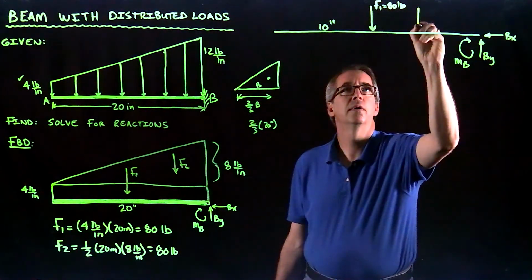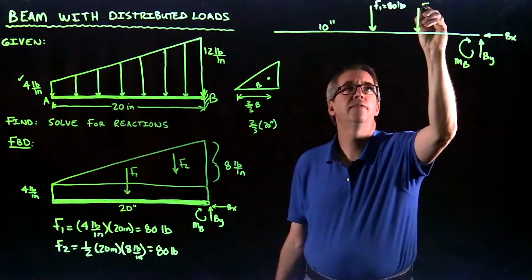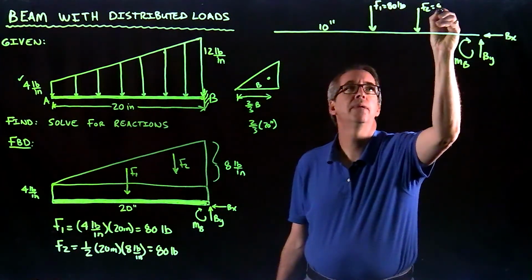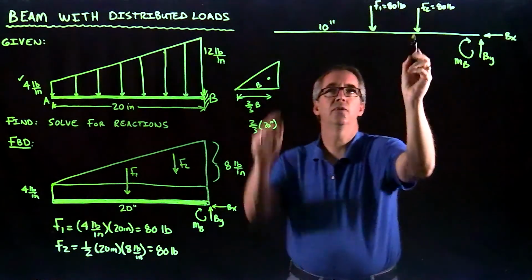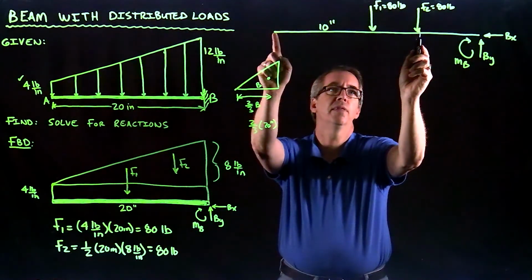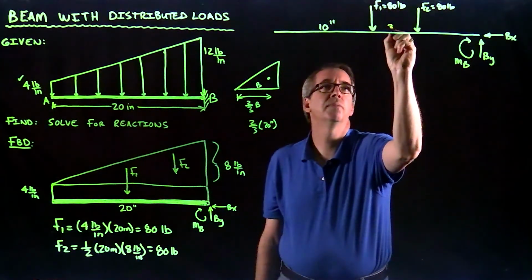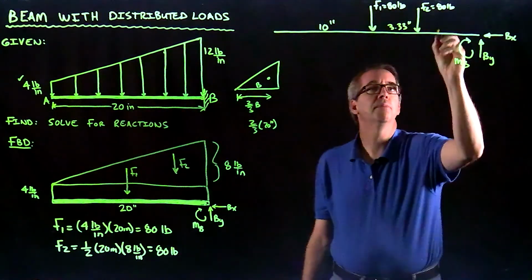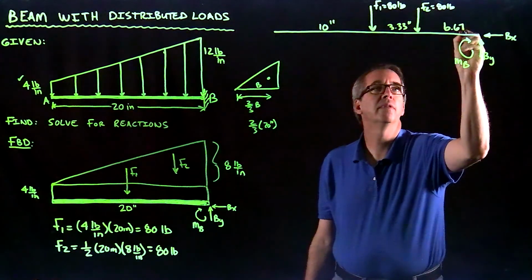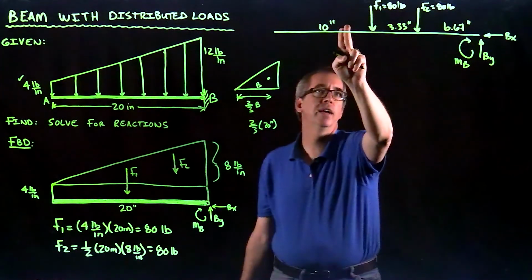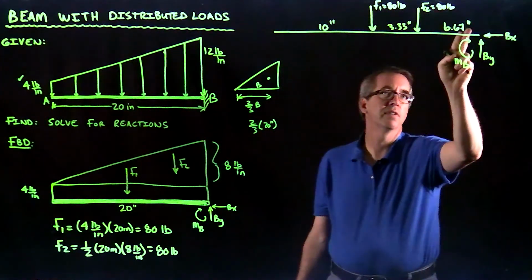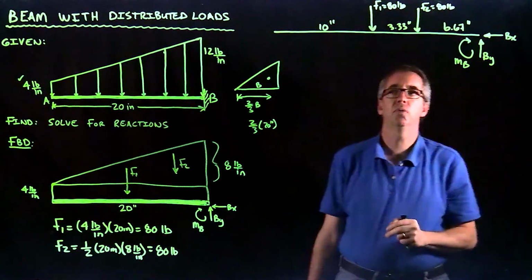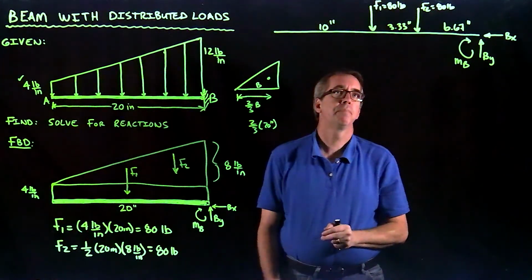So F2, which we determined earlier was 80 pounds, is at a total distance of 13.33 inches. That means this dimension here is 3.33 inches, which leaves me with this last dimension here of 6.67 inches, right? So I've got 10, 3.33, 6.67, all that equals 20. Okay.